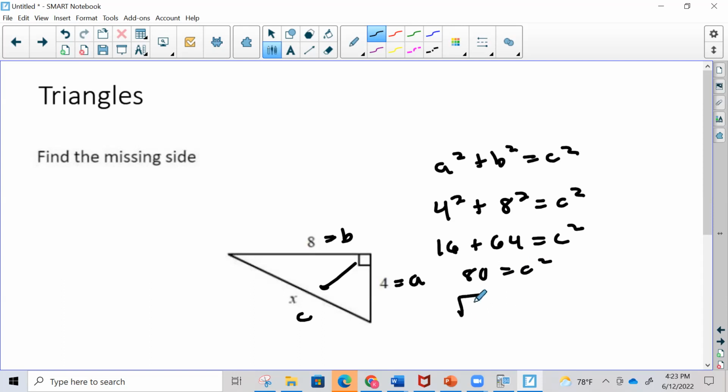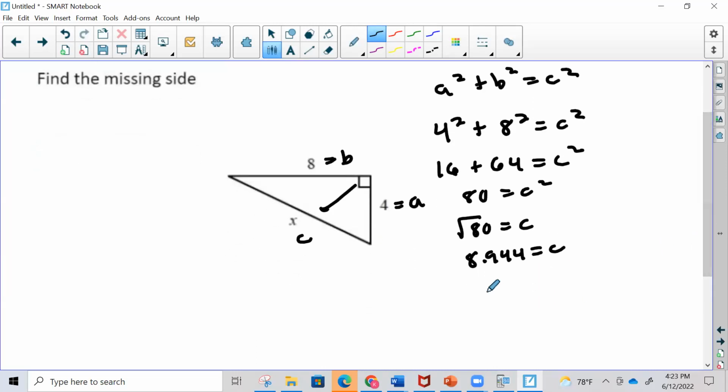Okay, and then we take the square root of both sides and we get 8.944. Okay, now some of them are going to ask you, it's called simplest radical form, which is simplifying this. So to do that, you want to find the largest perfect square that divides into this. Okay, so perfect squares are like 2 squared is 4 and 3 squared is 9. So 4 and 9 are perfect squares. They're the number that you can take a square root and get a whole number.